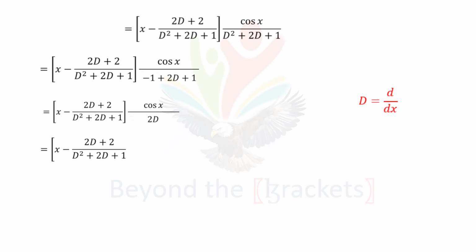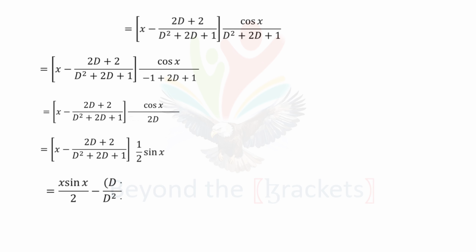We know that D is differentiation, so 1 by D will be integration. So 1 by 2 is the constant that is written as it is. Integration of cos x will be sin x. Now the first term becomes x into sin x by 2 and the second term becomes, 2 cancels out in the numerator and in the denominator.